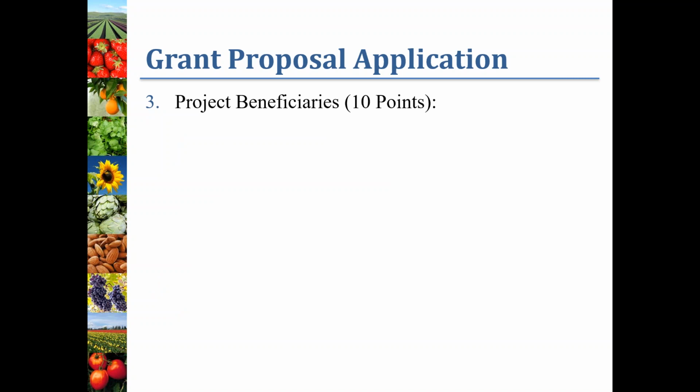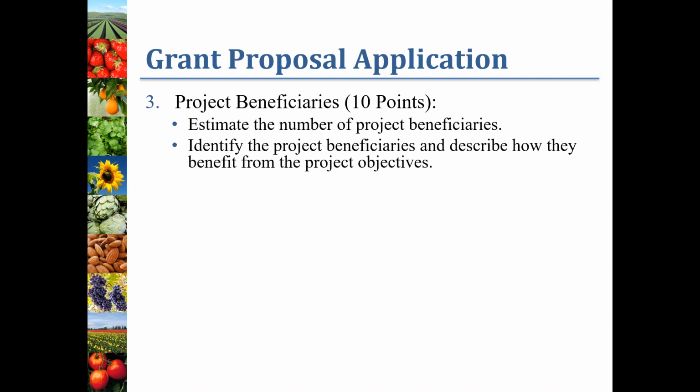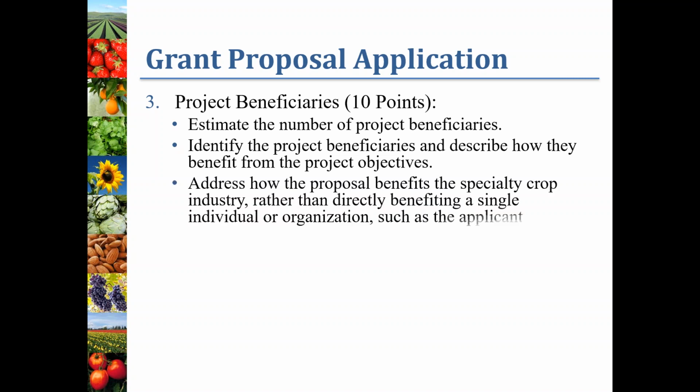Question 3 is project beneficiaries and is worth 10 points. In this section, address the following. Estimate the number of beneficiaries. The number cited should be a reasonable estimate of the number of individuals that could realistically be directly impacted by the results of the project. Estimates should be trackable and reportable. Identify and quantify the project beneficiaries and describe how they will benefit. And lastly, how the project benefits the specialty crop industry rather than directly benefiting a single organization or individual.